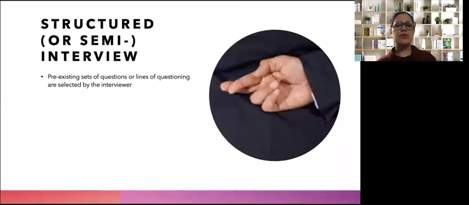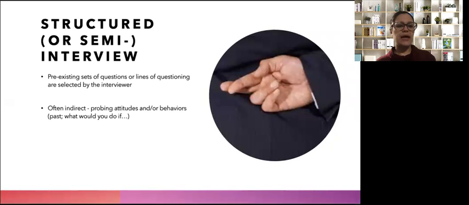First, let's talk about structured or at least semi-structured interviews. These consist of a pre-existing set of questions that are selected by the interviewer prior to the test being administered. These are often indirect or probing questions. They require the individual to talk about their attitudes or behaviors in the past tense, so essentially talking about what has happened to them before, or they have to talk about future assumptions. So they're asked, what would you do if this happened, right?